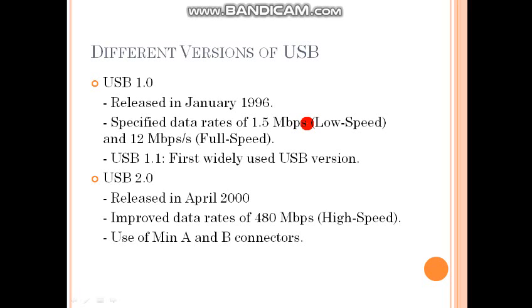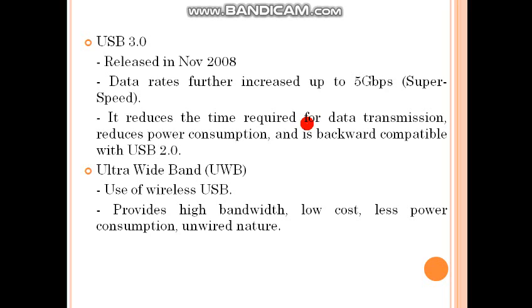Then USB 2.0 was released in April 2000, with an improved data rate of 480 megabits per second, which is high speed, and it used the mini A and B connectors. USB 3.0 was released in November 2008, and its data rate is 5 gigabits per second, which is super high speed. It reduces the time required for data transmission and the power consumption, and is backward compatible with USB 2.0.